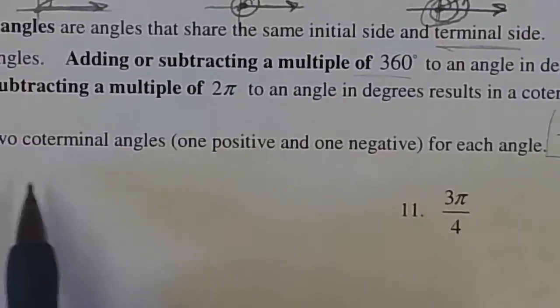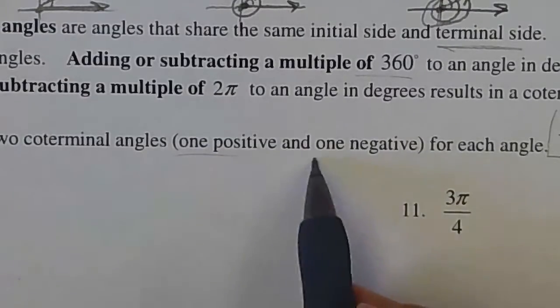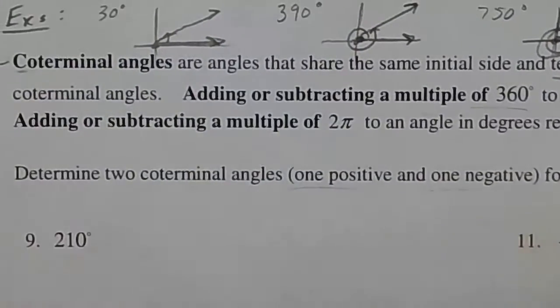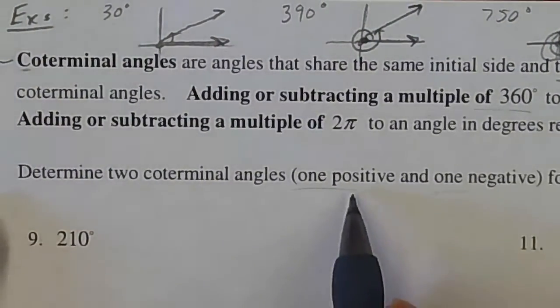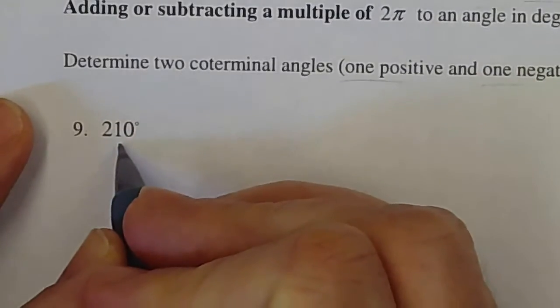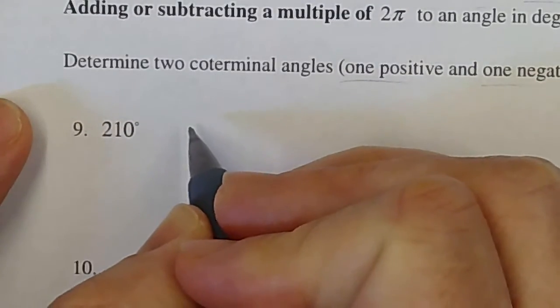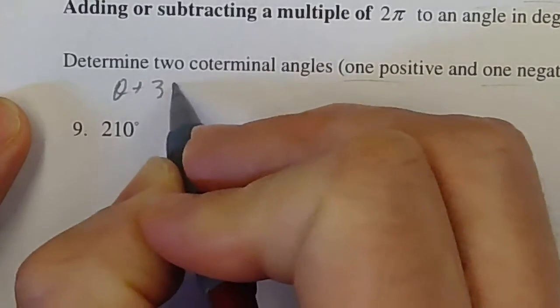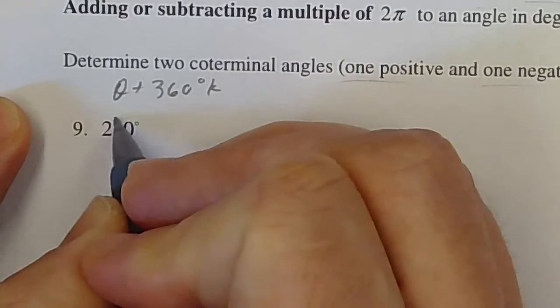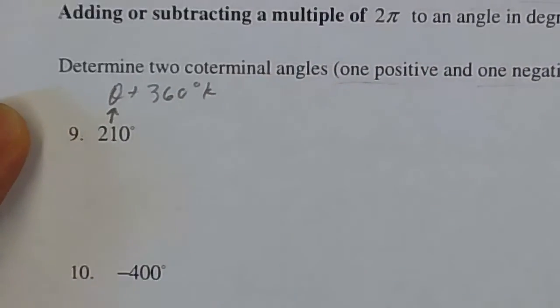Determine 2 coterminal angles, one positive and one negative for each angle. So thankfully, we don't have to do multiple angles. It would take forever because there is an infinite number. All right, so to get one positive, what I could do here is let k equal 1. All right, so basically I'm using this format. Since it's in degrees, I'm doing theta plus 360 degrees times k. And my angle 210 is theta.